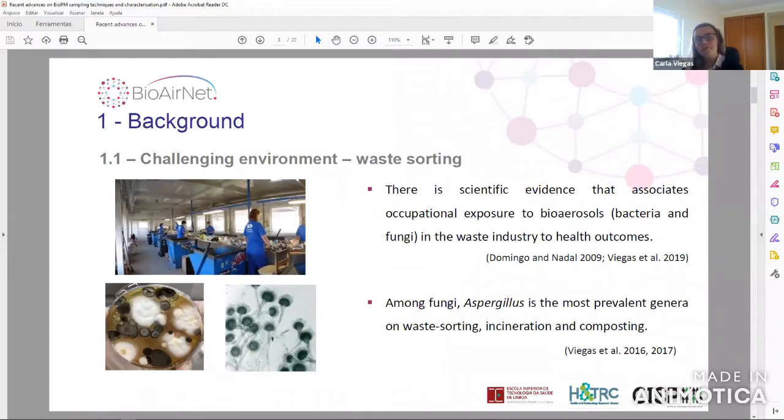So, the waste sorting occupational environment is a challenging environment, since the main source of microbial contamination is the waste to be sorted. There is scientific evidence that associates occupational exposure to bioaerosols, bacteria and fungi, in the waste industry to health outcomes. Among fungi, Aspergillus is the most prevalent genus in waste sorting, incineration, and also composting.